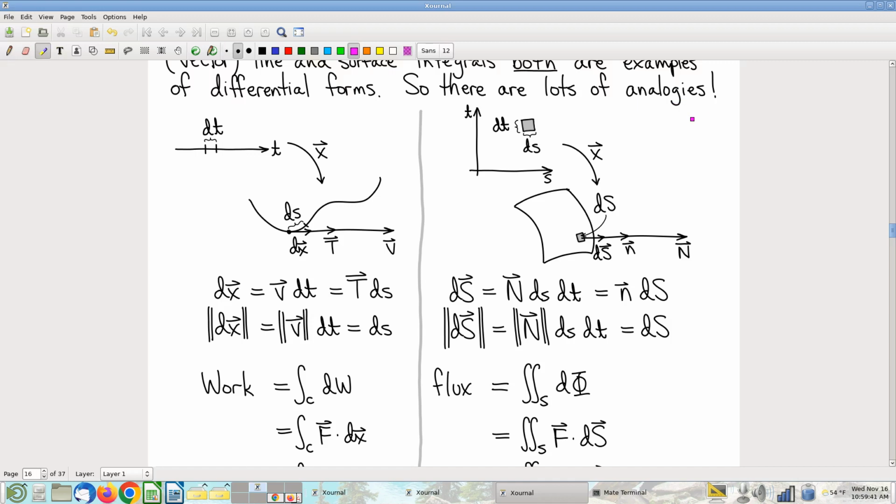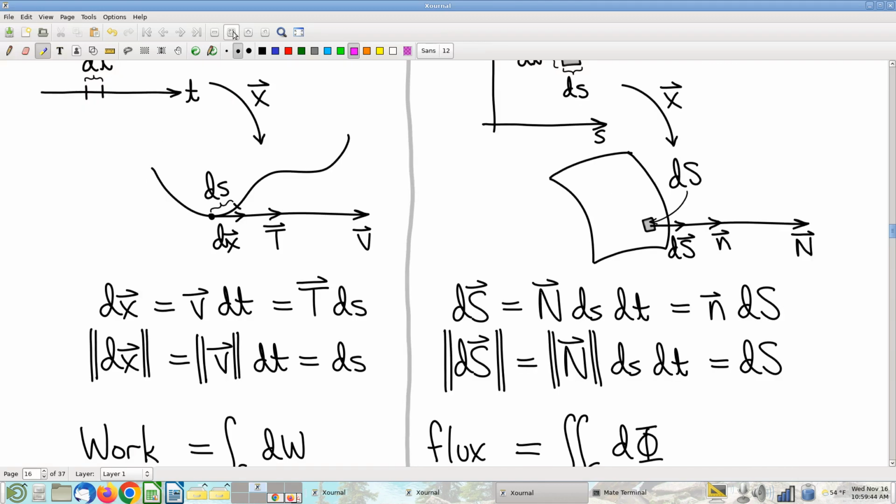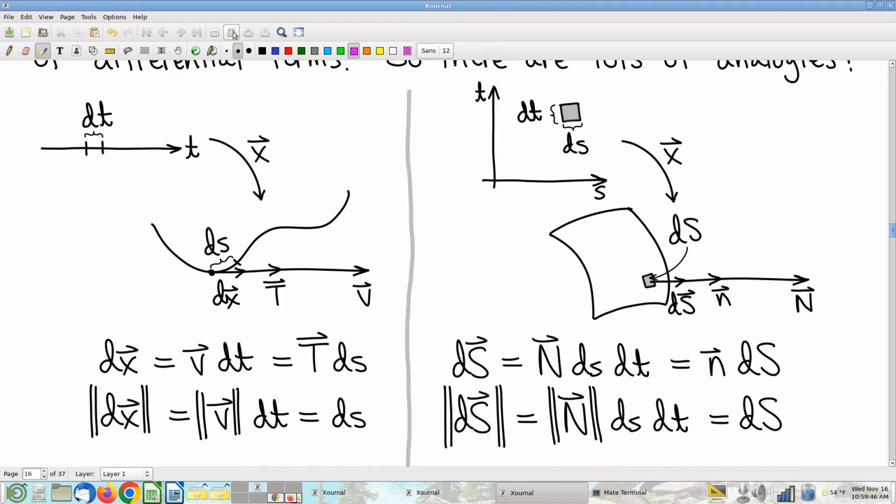So, okay, here are the analogies. The way I wrote this down, I've got to squeeze it all onto a page, and so I had to compress. Normally when we draw a parameterization, we do it left to right, but there's not enough width on the page. I wanted to have line integrals on the left and surface integrals on the right so that we can compare and contrast. So apologies for the parameterizations being at a diagonal like that. But okay, in both cases, we have a parameterization.